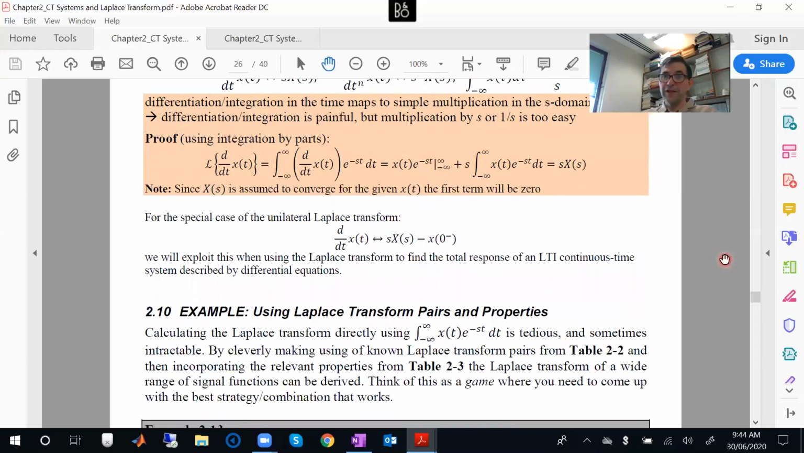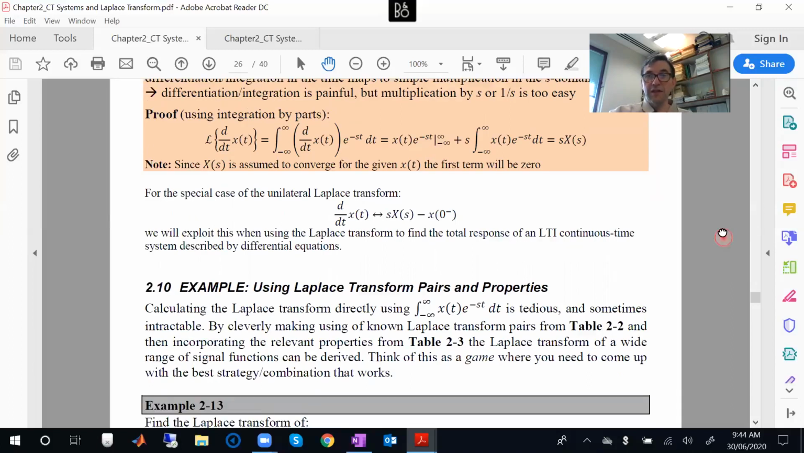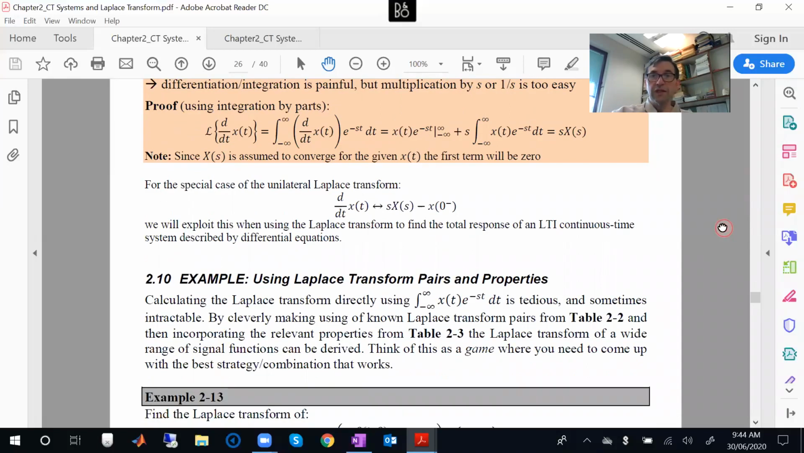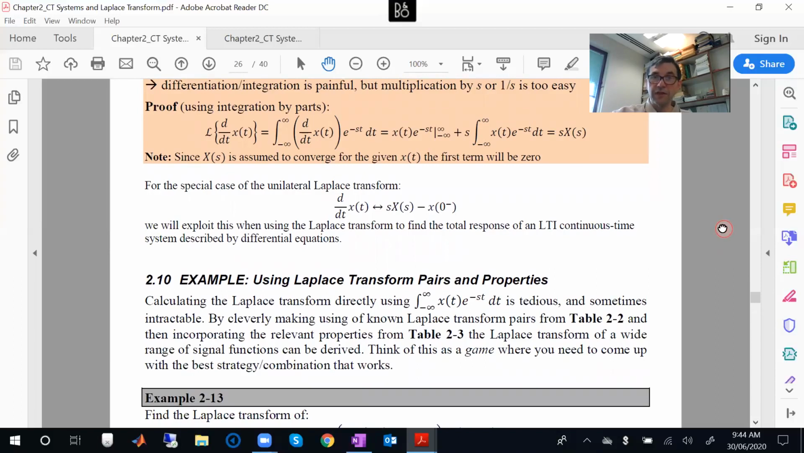So let's now look at how you put it all together, pairs and properties, how you combine them. The reason is that by combining pairs and properties, we can work out the Laplace transform of a whole family of time domain functions by a clever combination of the pairs and the properties. And even though that's not something you do that often, it allows you to become comfortable and familiar with these pairs and properties. And if you like, it's one of those questions where it's not straightforward what to do. It's what we call a game, a strategy, what combination works.